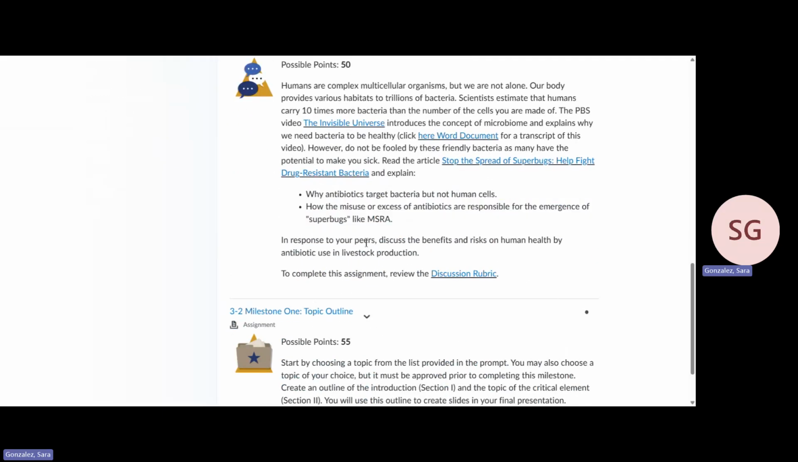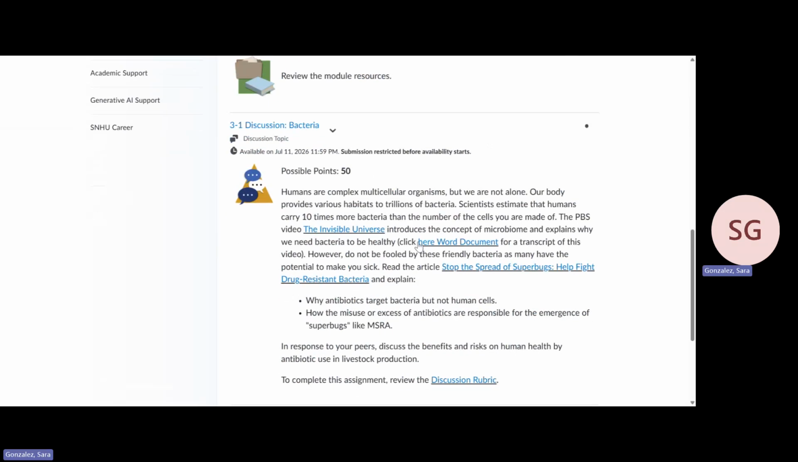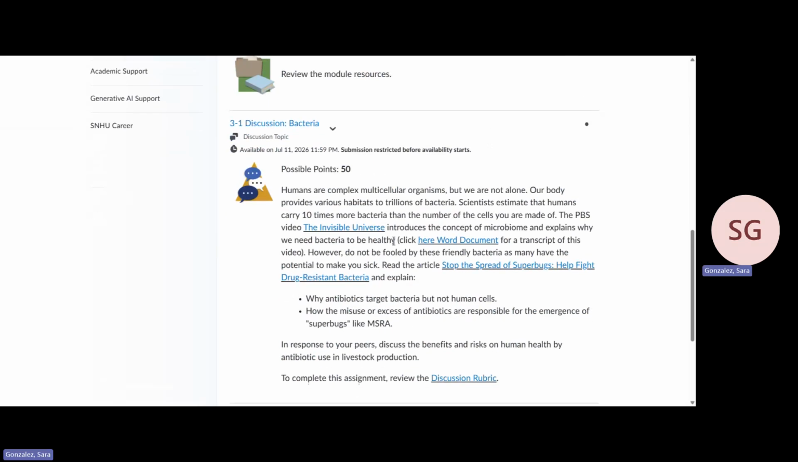And then in your response to your peers' posts, you can discuss the benefits and risks on human health by antibiotic use in livestock production. So again, your initial post is due by Thursday, and your 2 follow-up responses are due by Sunday.